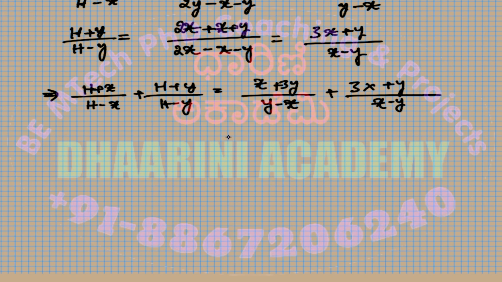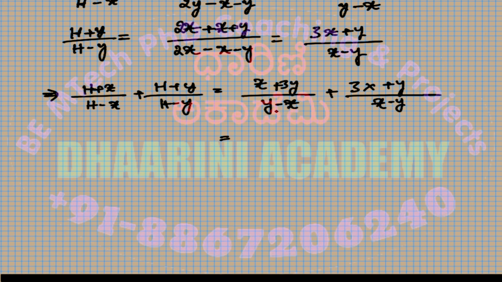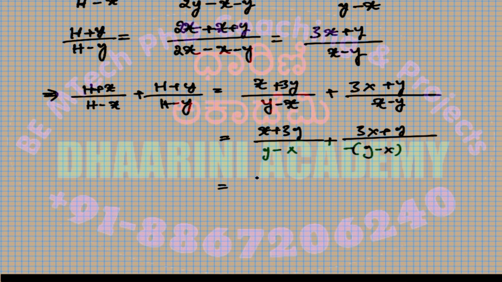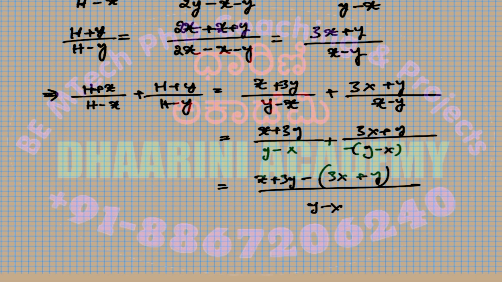So this is equal to, I can see that the denominators are negative of each other. So this is x plus 3y divided by y minus x plus, what I do, I write this as minus of y minus x, right? And this is 3x plus y. So this minus can be brought to the numerator as well. So this becomes x plus 3y minus of 3x plus y, and common denominator, this is simply y minus x.